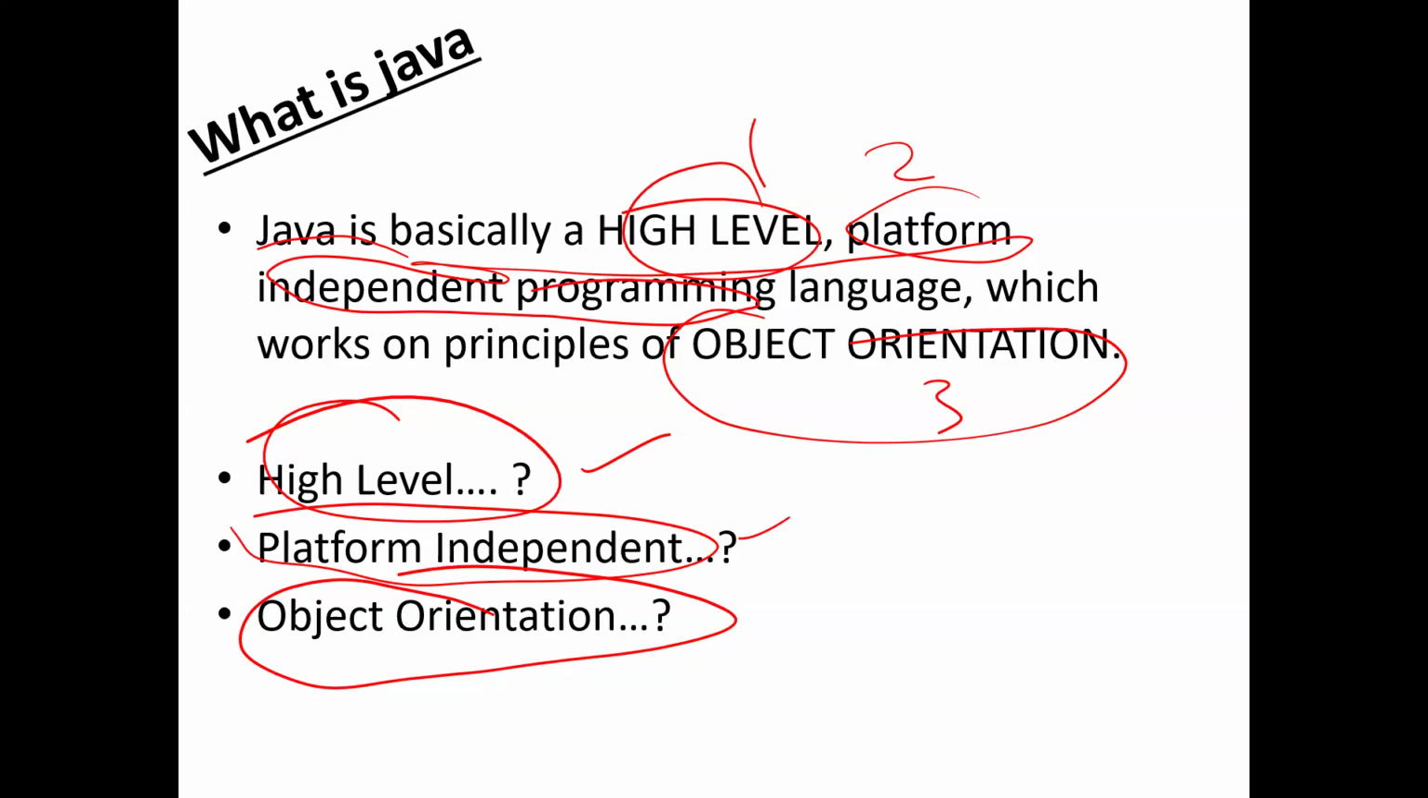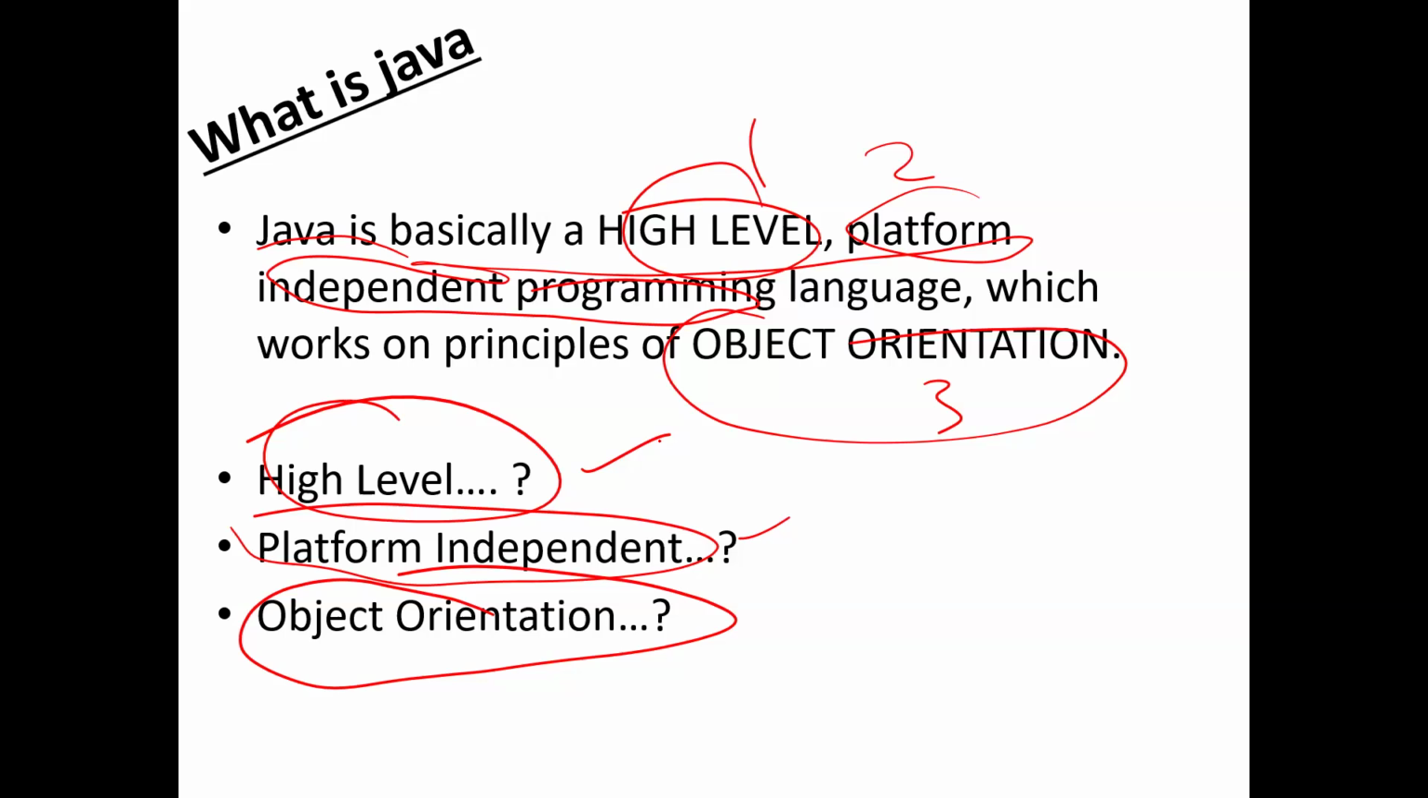So those three things: Java is a high-level language, number one platform independent, number two a programming language which works on the principle of object orientation. What is high level? We want to talk about one thing here. High level means English-like language, which you can understand.